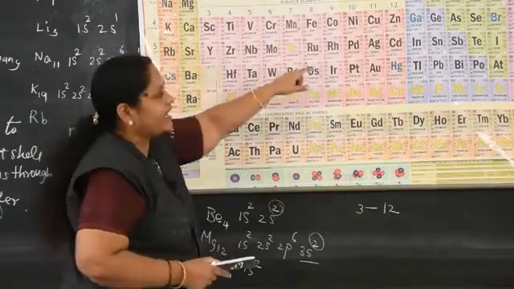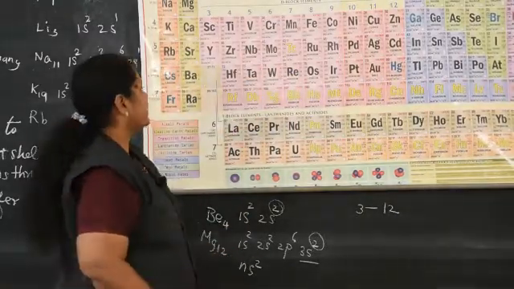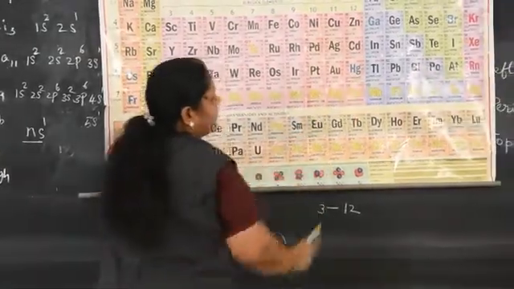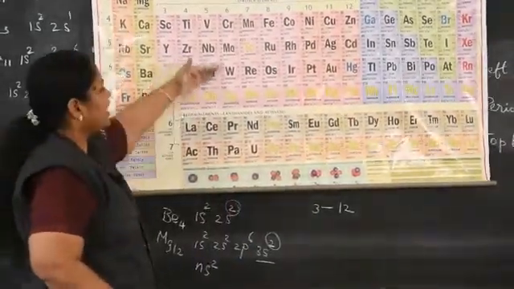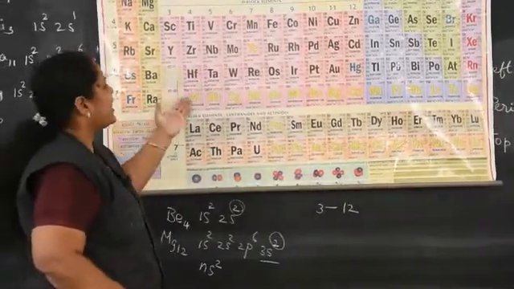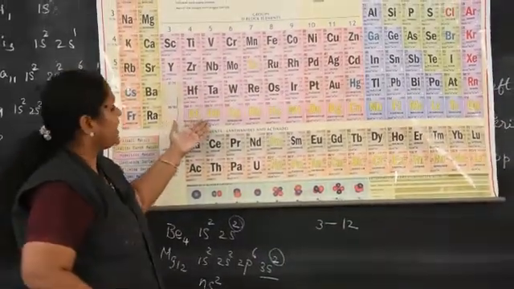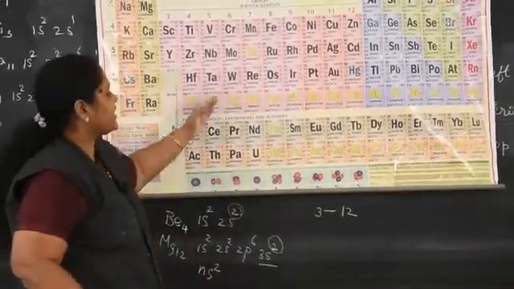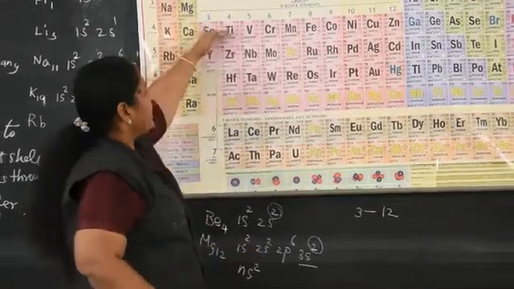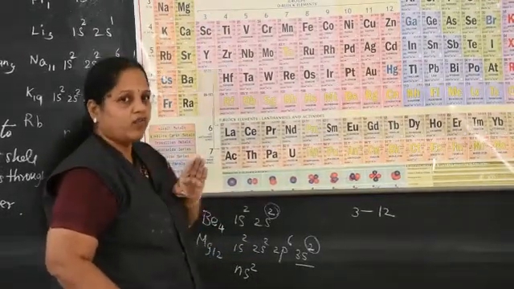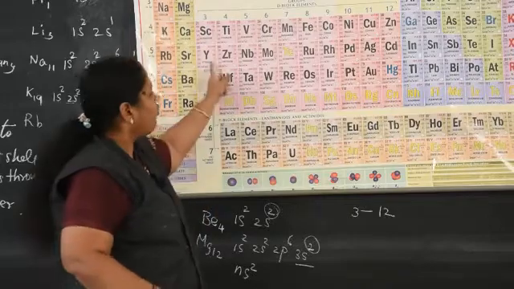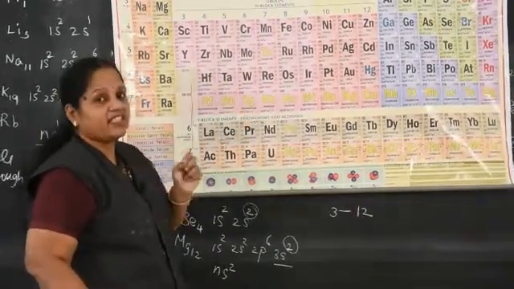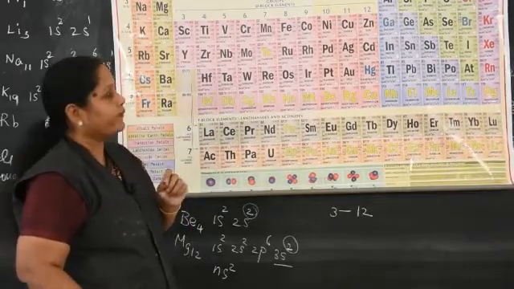Starting from yttrium to cadmium, the last electron enters 4d. That's why these 10 elements are called the 4d series. Hafnium to mercury, the last electron enters 5d, that's why these are called the 5d series. This is an incomplete series, the last electron enters 6d, that's why these are called the 6d series. Like that, D block elements are classified into 4 types: 3d series, 4d series, 5d series, 6d series, in which 6d is incomplete.